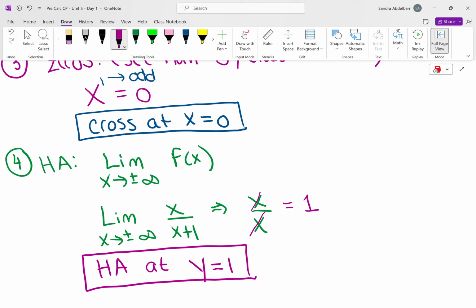Whatever that simplified down to be, that number is the horizontal asymptote. Now, let's say we ended up getting infinity. What would that mean? No horizontal asymptote. If we simplified and ended up getting infinity, that means there's no horizontal asymptote.